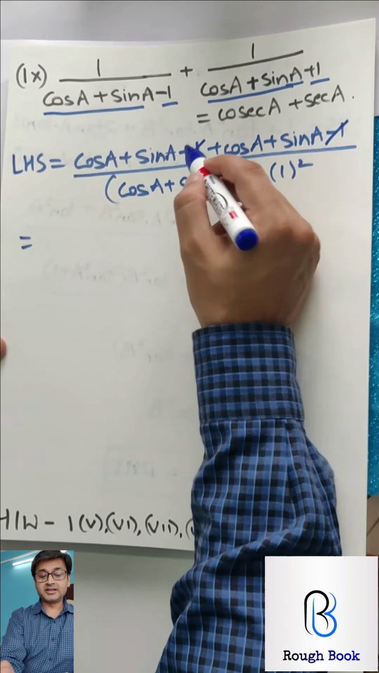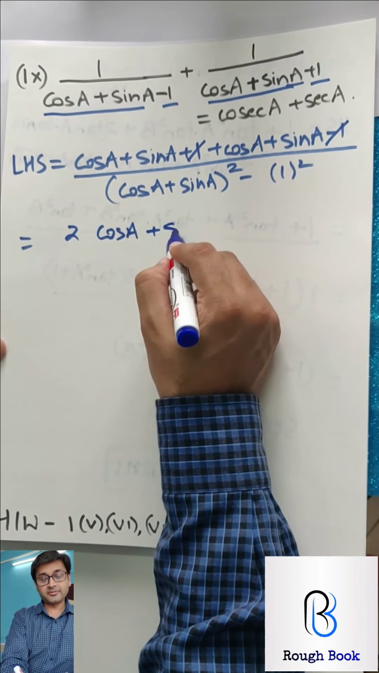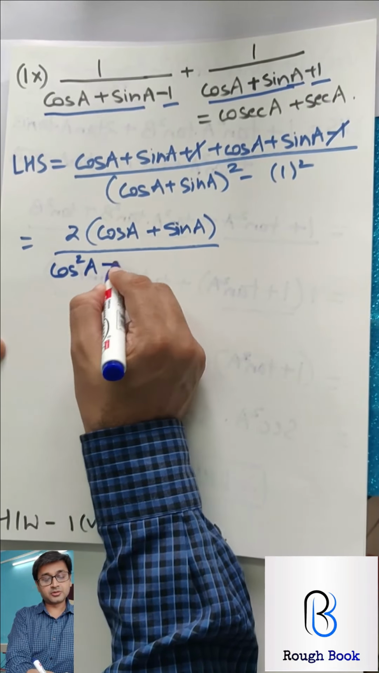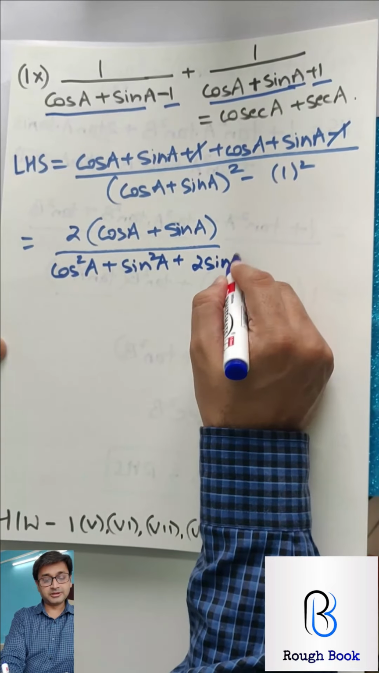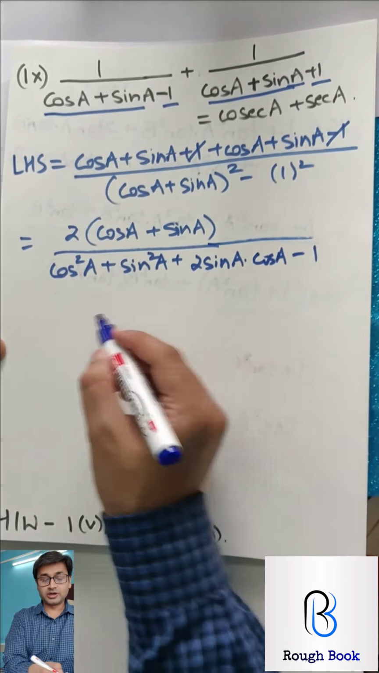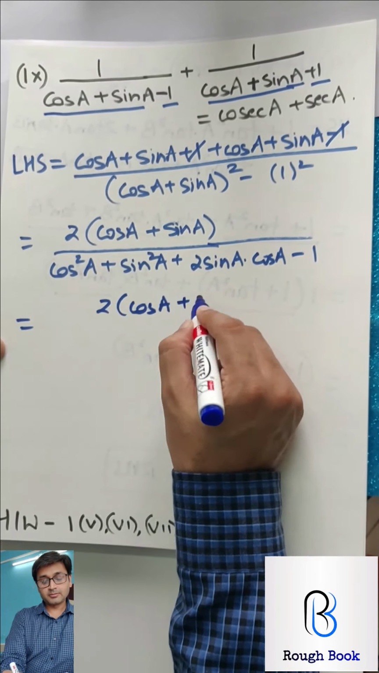Further, plus and minus gets cancelled. I get 2 times cos A and 2 times sin A. So I am pulling out 2 common straight away. That much mental math I know. Denominator A plus B whole square. Let's apply. A square, B square, 2 times AB. Correct? Minus 1 square is 1. What do I get now? So 2 times cos A plus sin A.